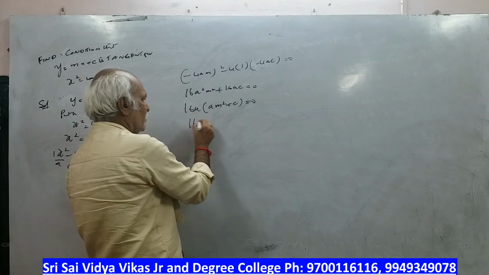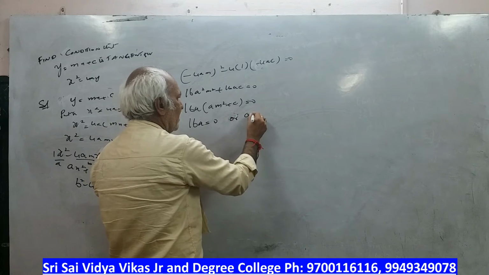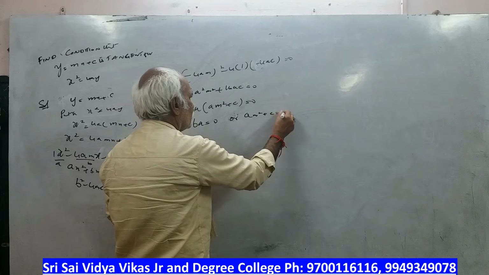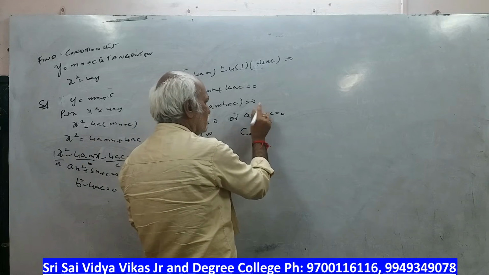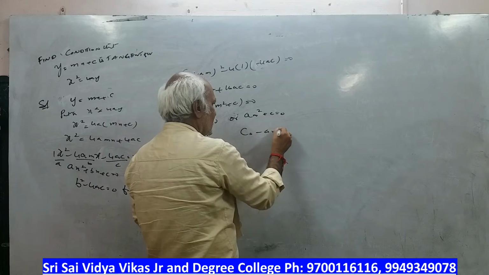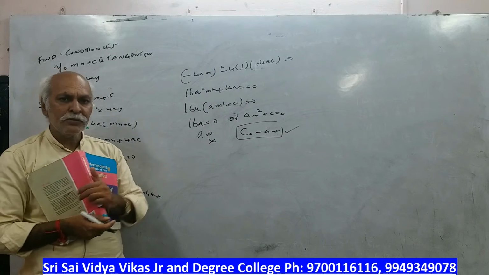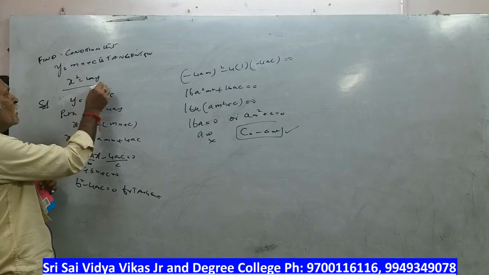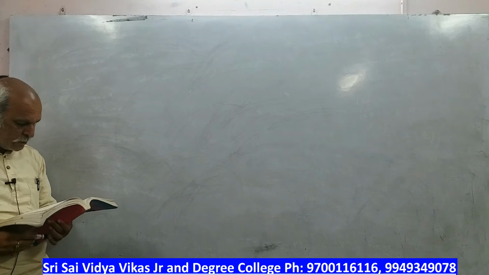So 16a is equal to 0 or am squared plus c is equal to 0. Therefore, a is equal to 0, which is not possible. c is equal to minus am squared. Here it was c is equal to a by m, here c is equal to minus am squared for the parabola x squared is equal to 4ay. Please note this. Next.